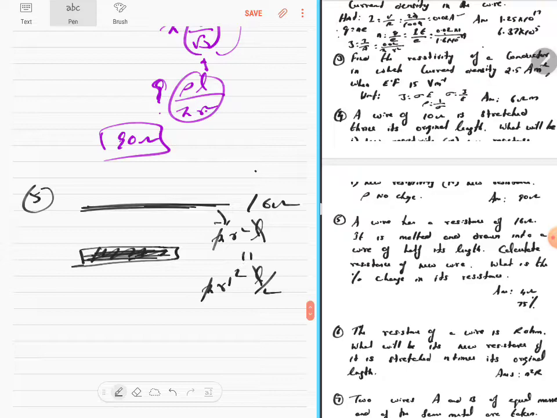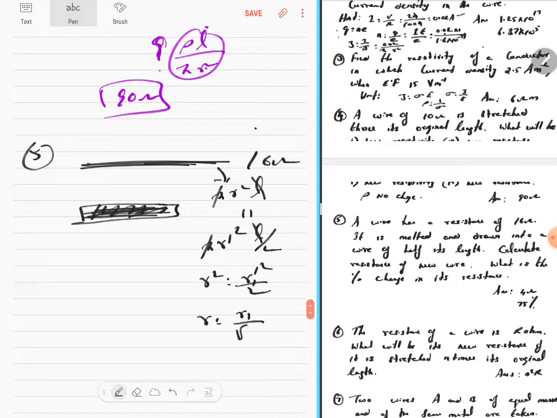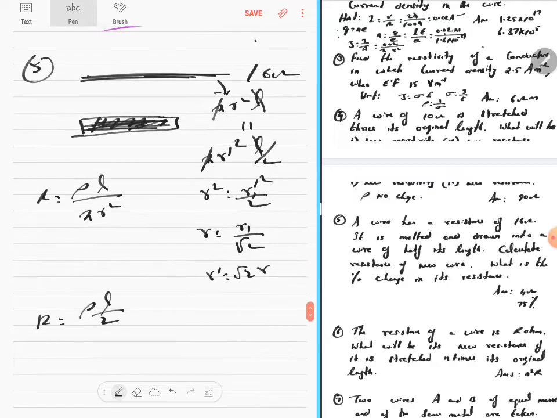If you equate this, you get r square is equal to r dash square by 2. Therefore, r is equal to r dash by root 2. Therefore, r dash is root 2 into r. Let's find the new resistance. The original resistance is rho into L by pi r square. But the new resistance is rho into L dash, which is half the length, L by 2, into pi into r dash square, which is root 2 r the whole square.